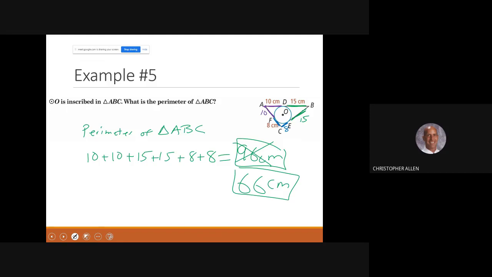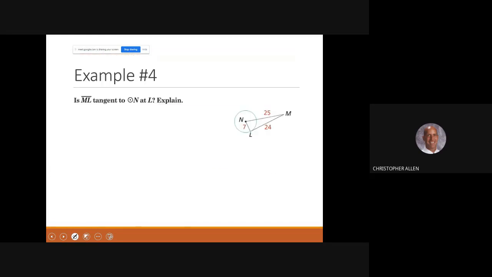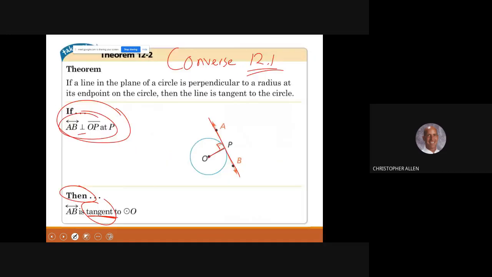Okay, good. Are we good? All right, so the big two ideas are this one right here. If these two guys are tangent, then they're equal. And then the other big idea is this. If this is a tangent line, then those are perpendicular. That's the big idea. That's it. That's it for this week. That is section 12.1.